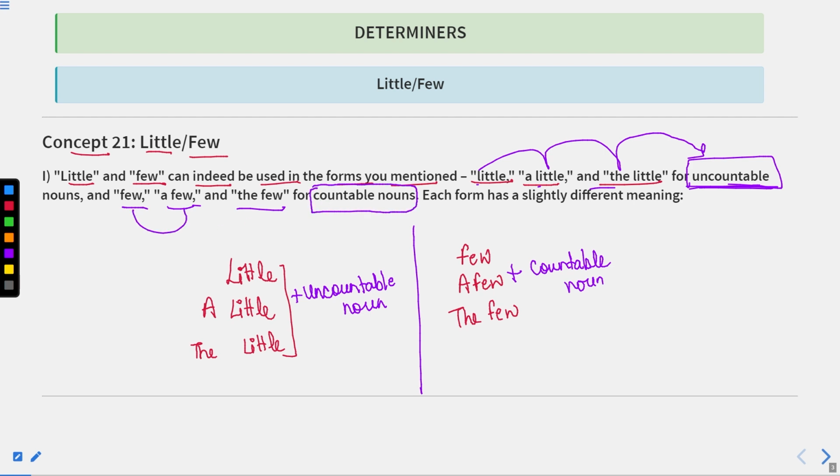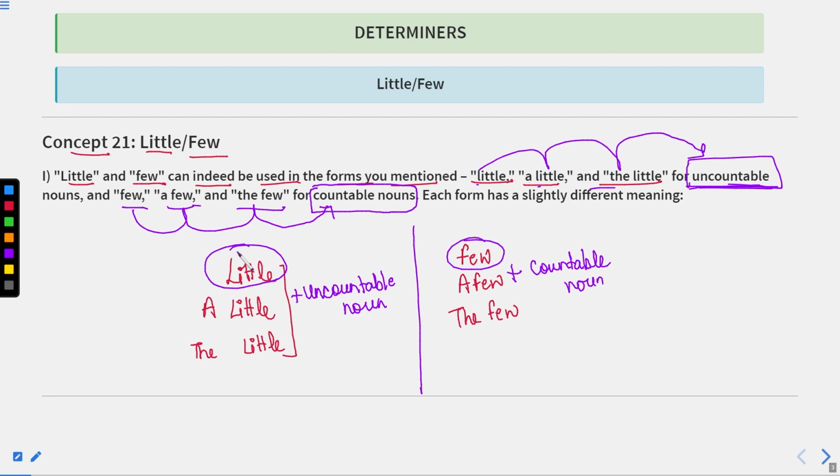Okay, so this is clear from here. The difference between few and little, first of all, is that little is used before uncountable nouns, whereas few is used before countable nouns. So this is the fundamental difference between the two determiners.